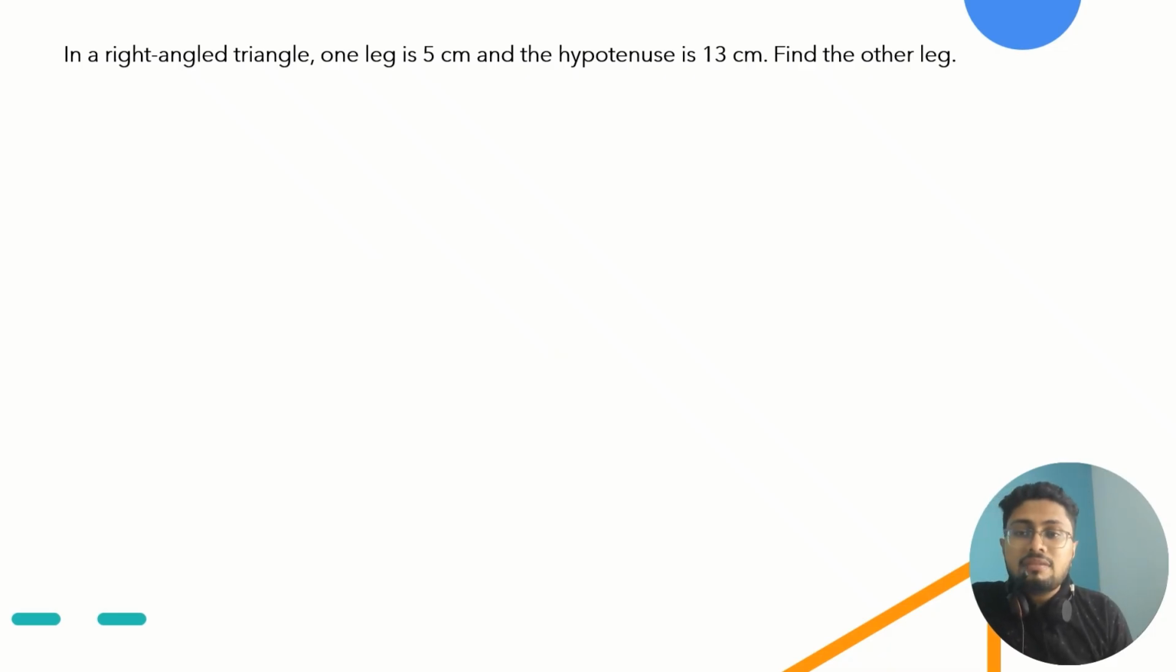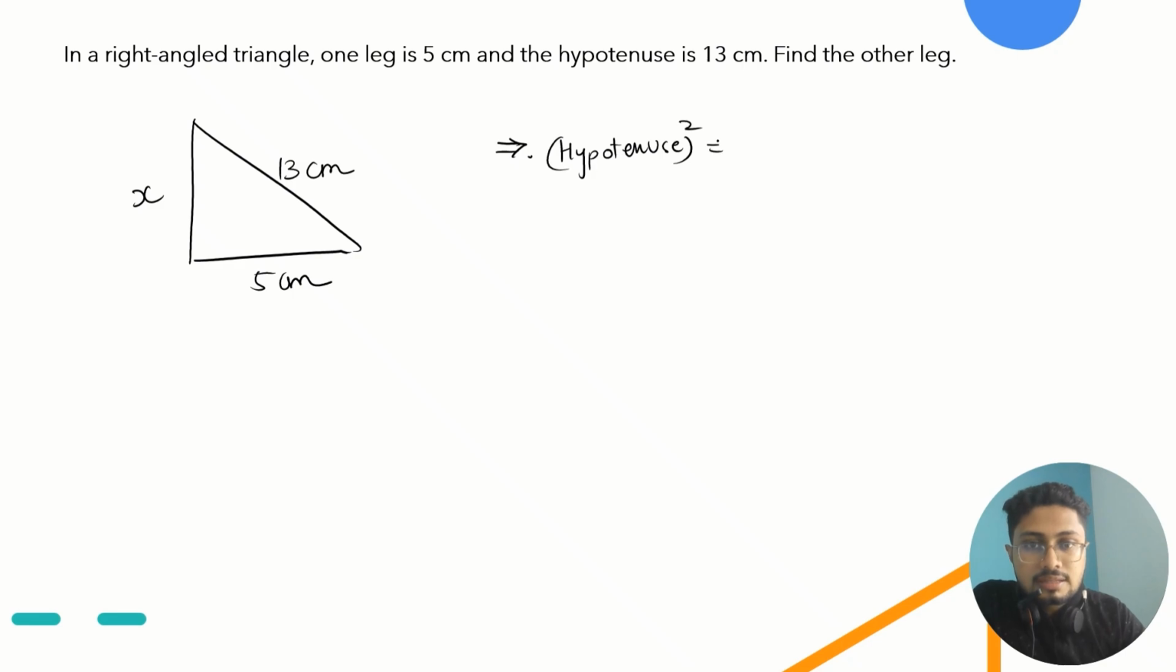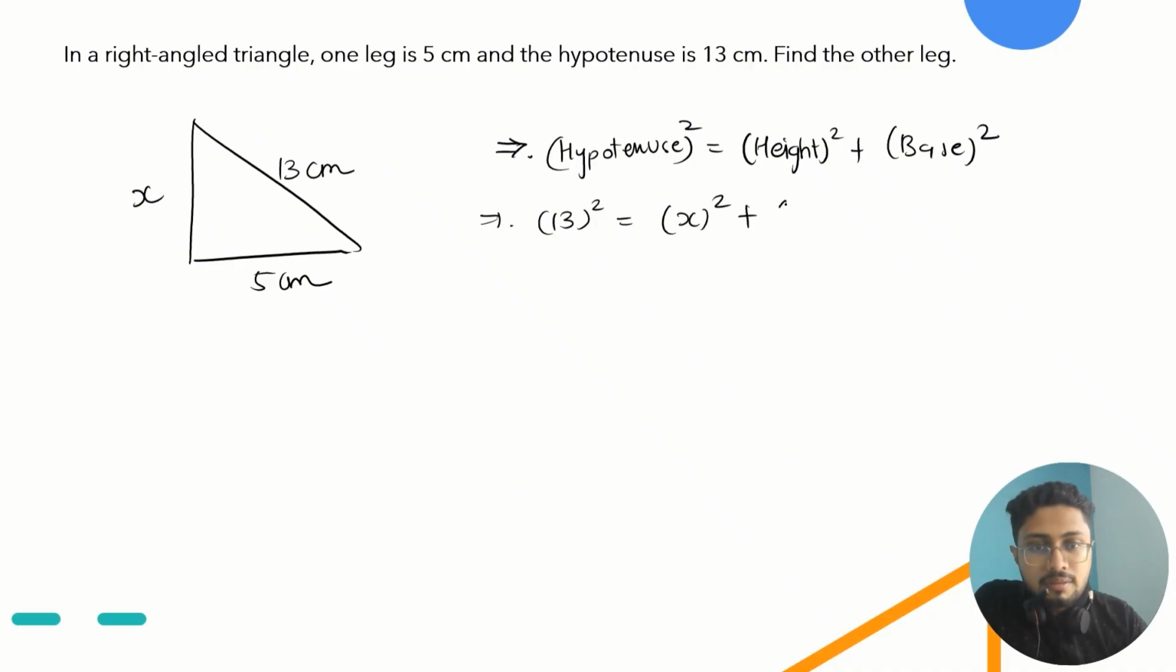In a right angle triangle, one leg is 5 centimeter. Draw again one right angle triangle. One leg is 5 centimeter. The hypotenuse is 13 centimeter. It's given. Find the other leg. Consider the other leg as x. So what is the formula? Hypotenuse square is equal to height square plus base square. Hypotenuse square is given this time, 13 square, height square we consider x, and base we can consider 5.